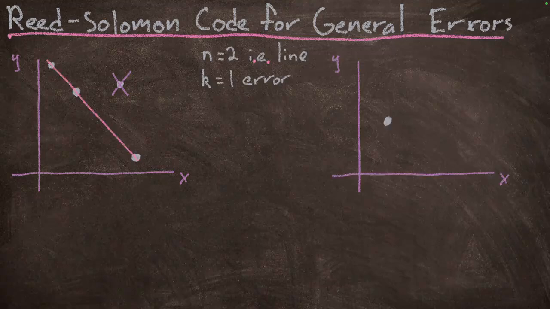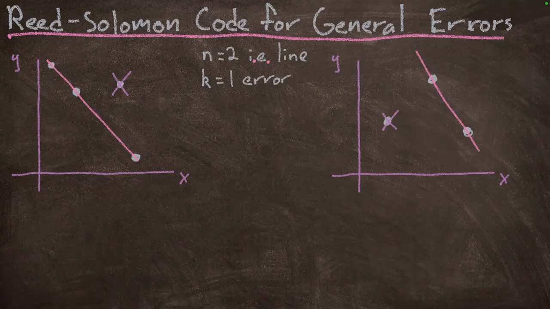Now, what if we just had these 3 points? Can you tell which one is the error here? Yeah, because maybe that's the line, and that's the error. Or maybe that's the line, and that one's the error. Or maybe that one's the line, and that's the error. It's ambiguous. We don't know. We don't have enough information to know.